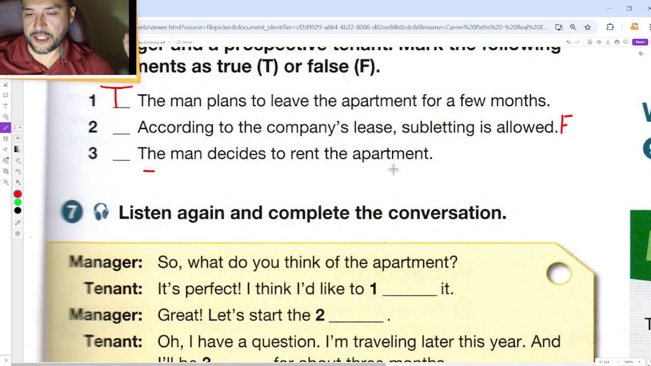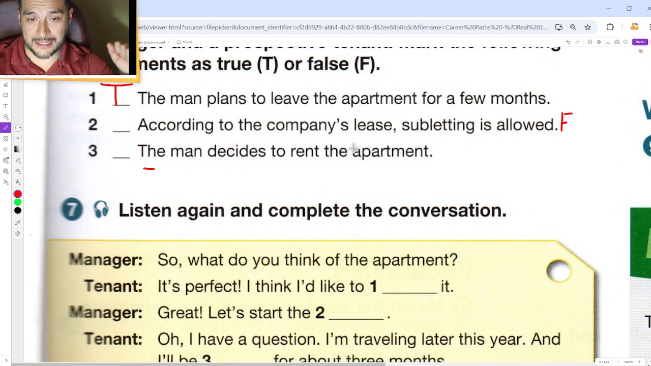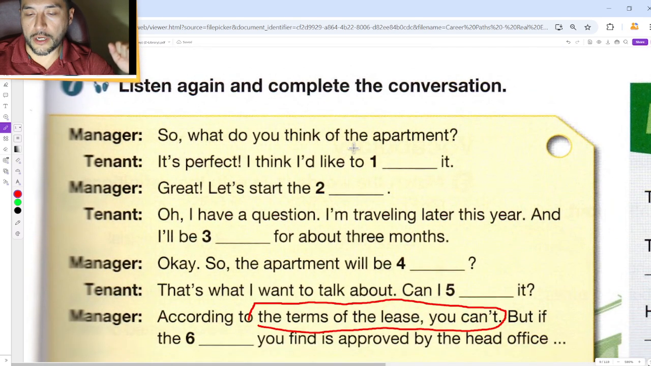The man decides to rent the apartment. Yes, he says, okay, let's do the paperwork. Let's do the contract, the lease. Let's start the paperwork means I decided that I'm going to sign the contract. That's what paperwork means.